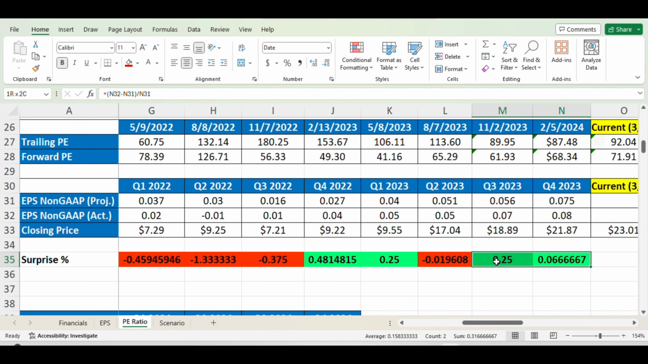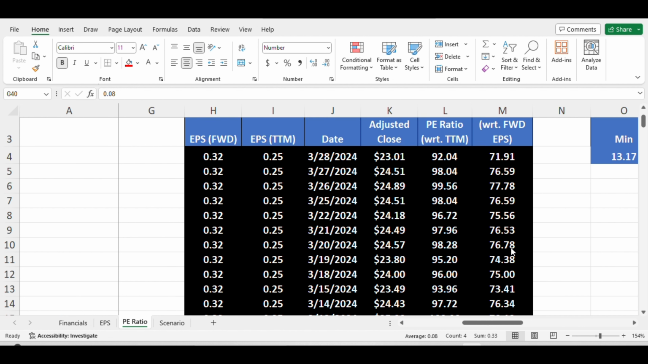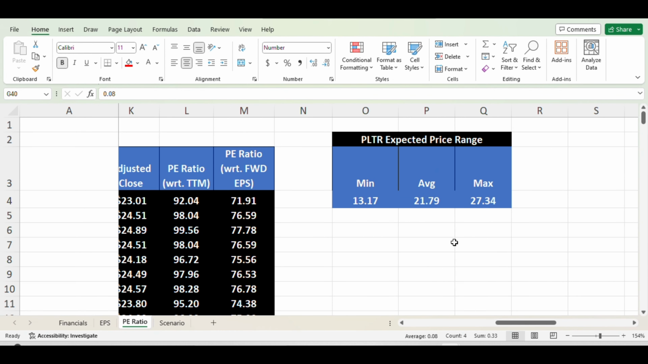I also have the earnings surprise for all 12 quarters and also the earning projection for next 4 quarters. So using those data, I came up with a min, average and maximum price projections for Palantir, and this is here. Let me go over the formula with you.